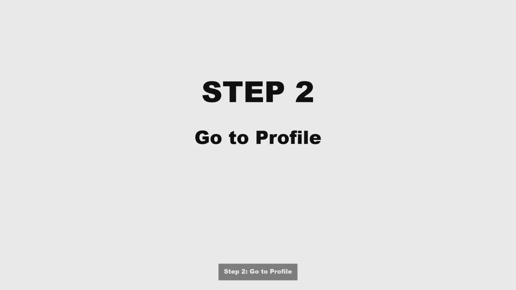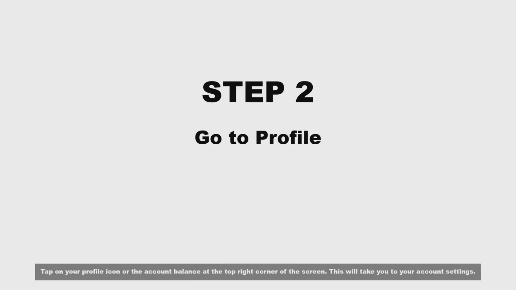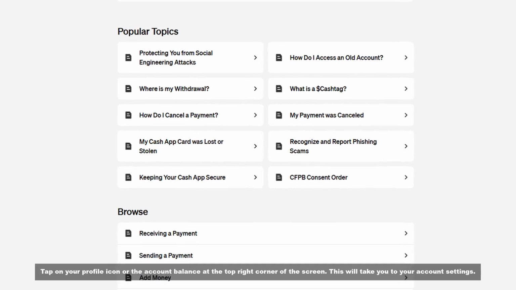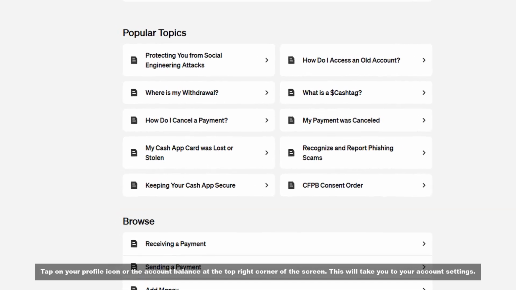Step 2. Go to Profile. Tap on your profile icon or the account balance at the top right corner of the screen. This will take you to your account settings.